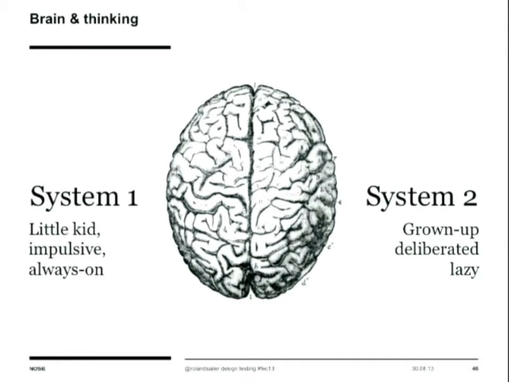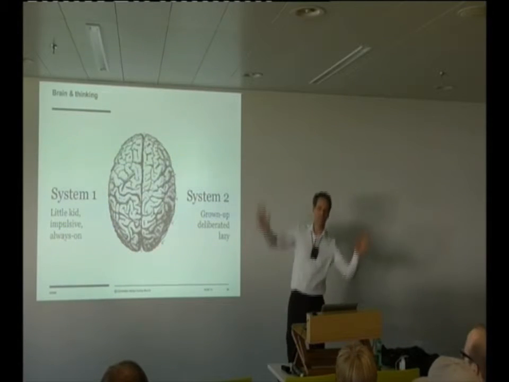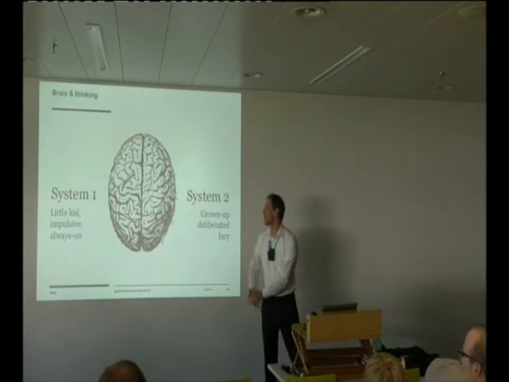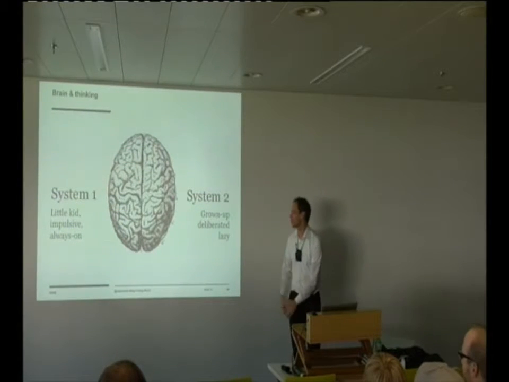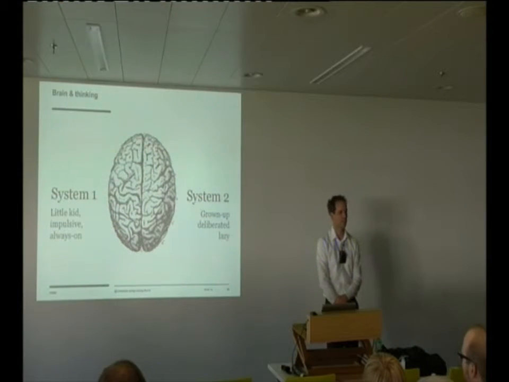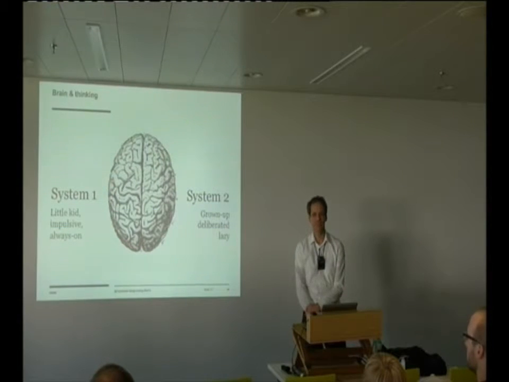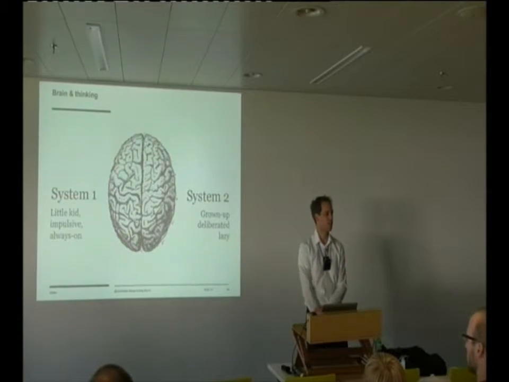System 1 and System 2, these are like two people living in a small room. The one behaves like a kid, always on, always interested, always hopping around, always impulsive, and a grown-up person, deliberate thinking and a bit lazy. Okay, that's your mind. You're unconscious and you're conscious. Do you put that into your equation when testing or designing?